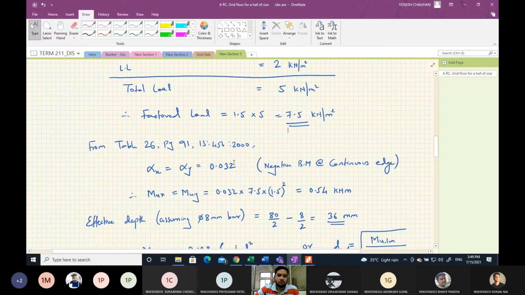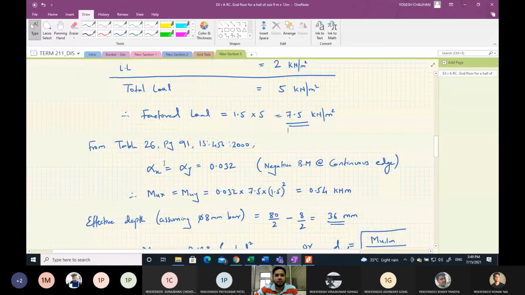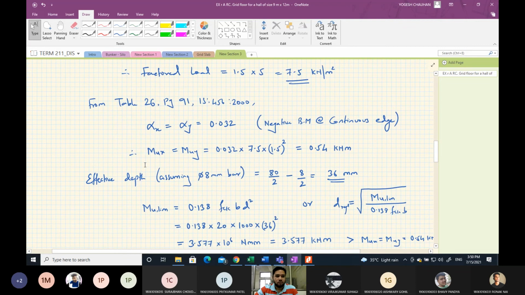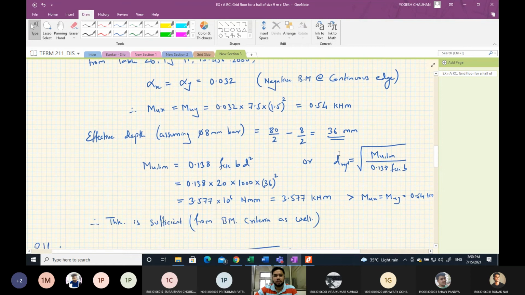Then we find the bending moment coefficients from Table 26, page 91, IS 456-2000. That is alpha x and alpha y equal to 0.032, which is for the case of negative bending moments at continuous edge. Since the positive bending moment will be very less because the span is very small, the negative bending moment will be the governing. So we are using the negative bending moment coefficients for both the directions x and y. So the moments in x and y direction come out to be 0.54 Newton meter.